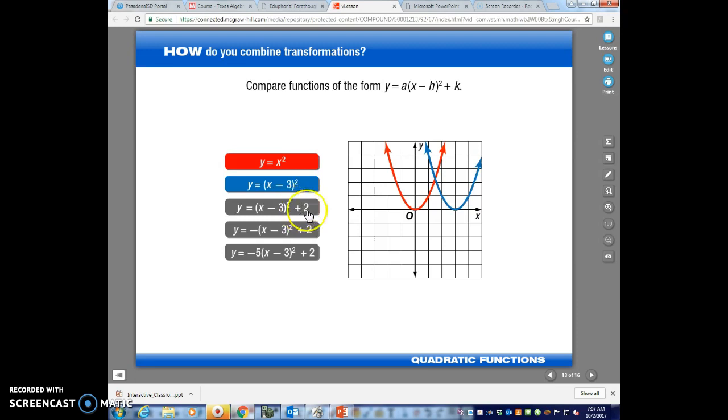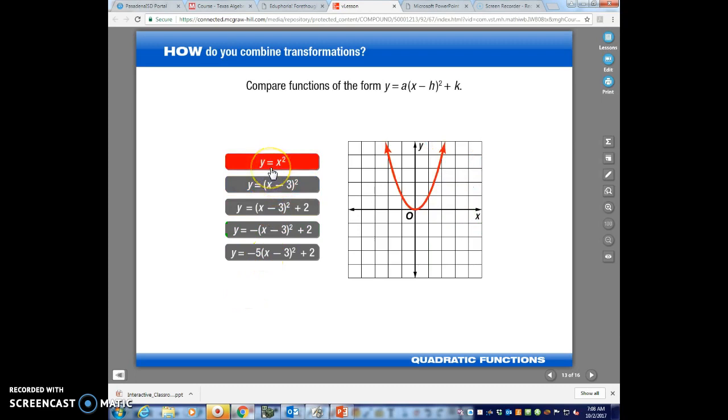Then they added this +2 here on the end. So what does that mean? That means it's going to shift up 2. Okay? Then we have this negative added in over here. What does that negative do? It reflects it over the x-axis. Okay? And then we have this 5 added in. What's that going to do? Do you remember? Is it a stretch or a compression? It is a stretch.